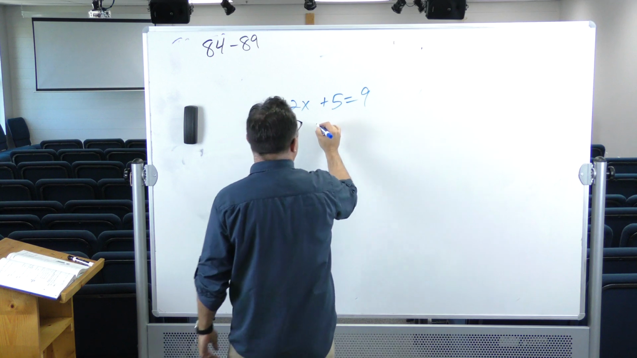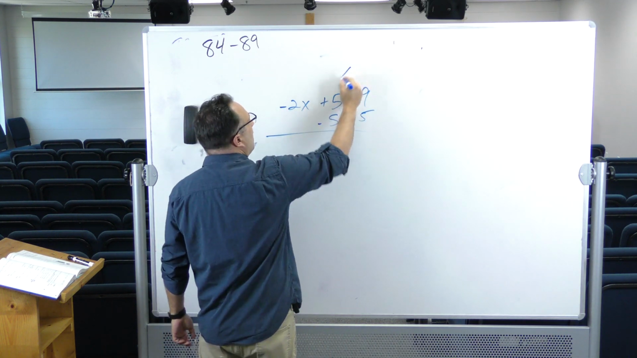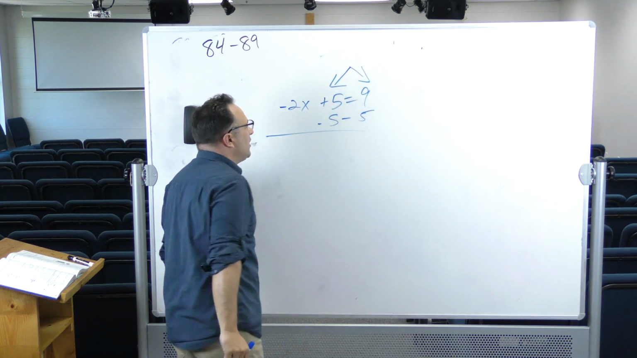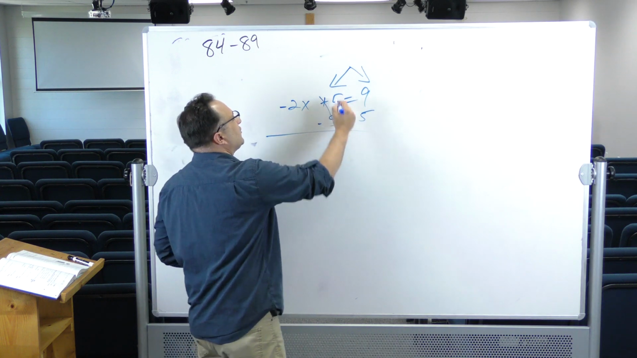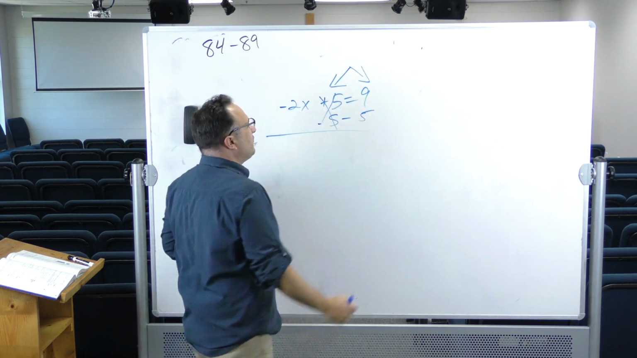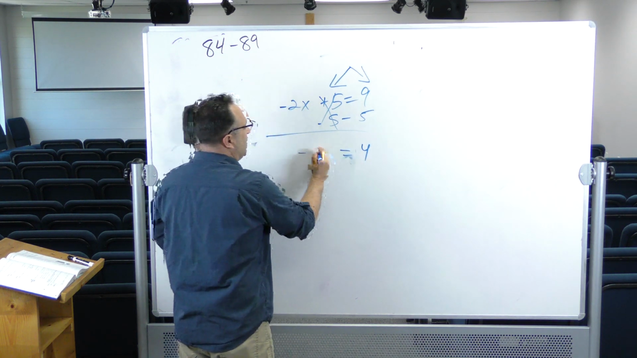All right, so we're going to subtract 5 from both sides because we want to get x by itself. Anything you do to one side of the equal sign, you must do the other side of the equal sign. We subtract here because it's the inverse operation of addition. That cancels that out. 9 minus 5 is 4, positive. And negative 2x equals 4.